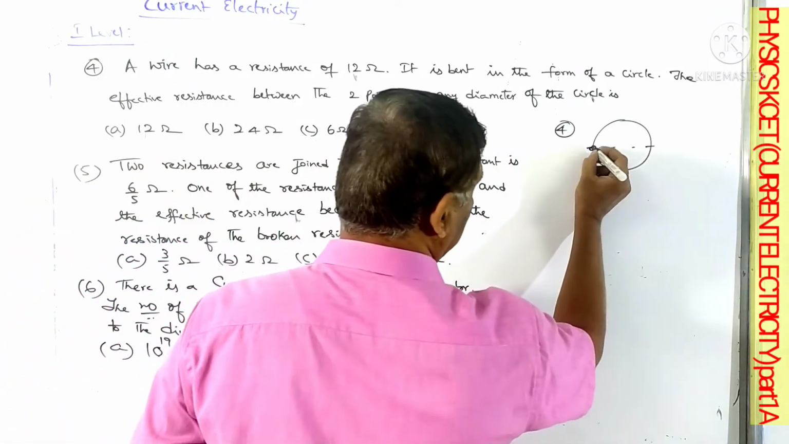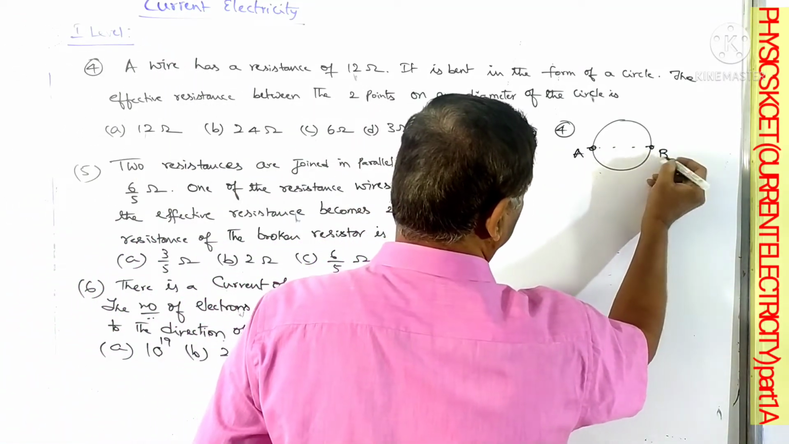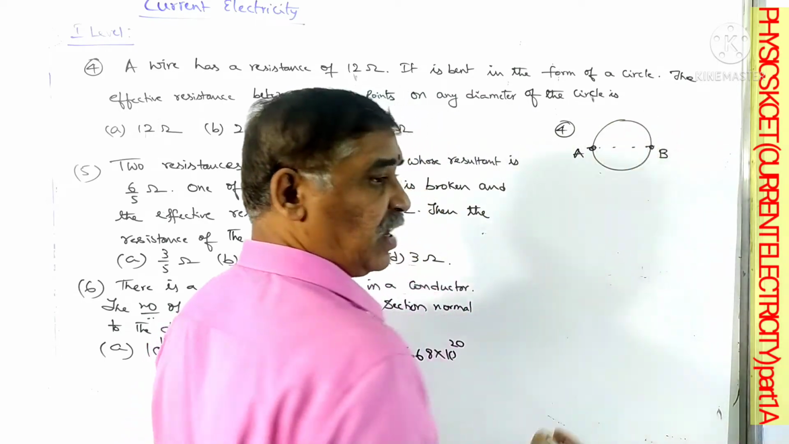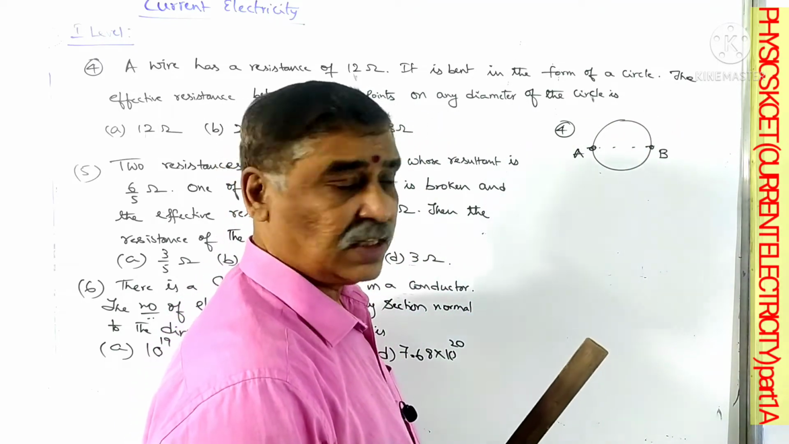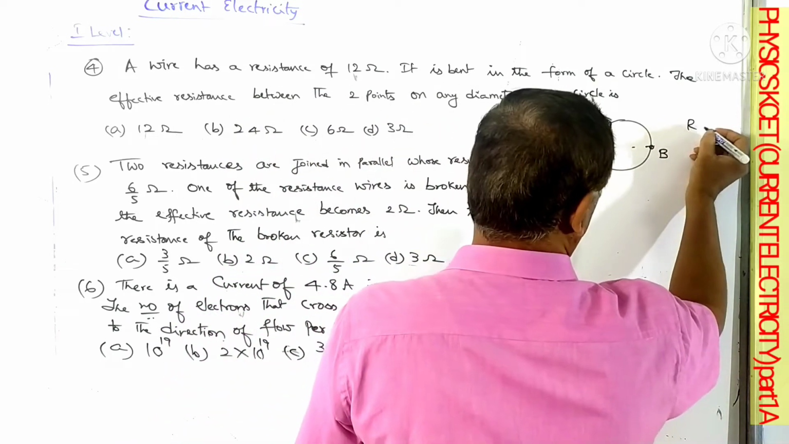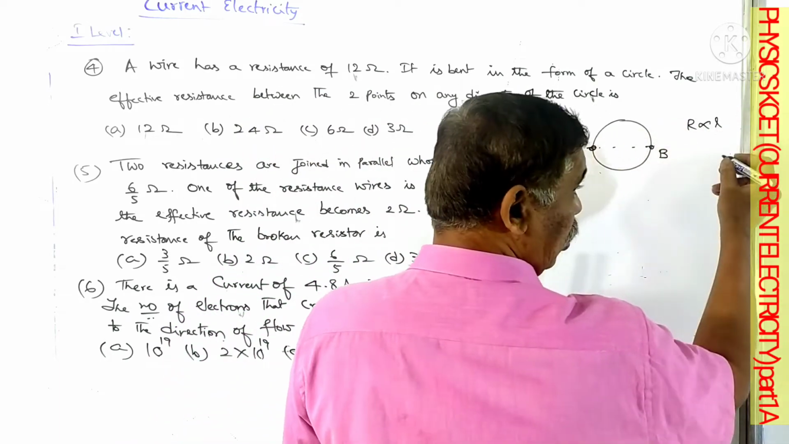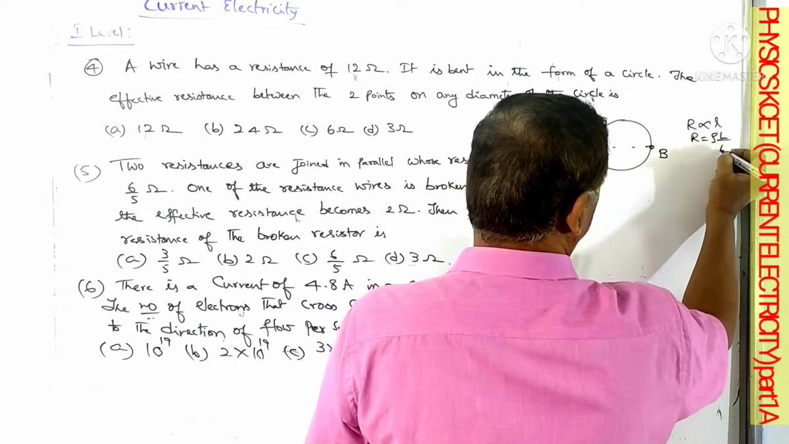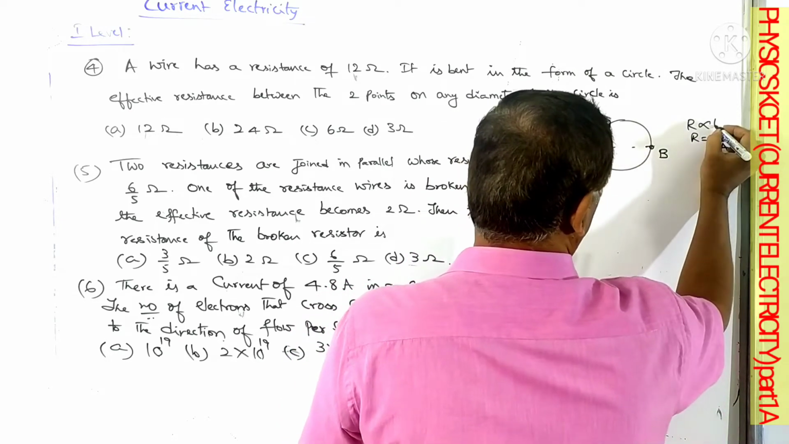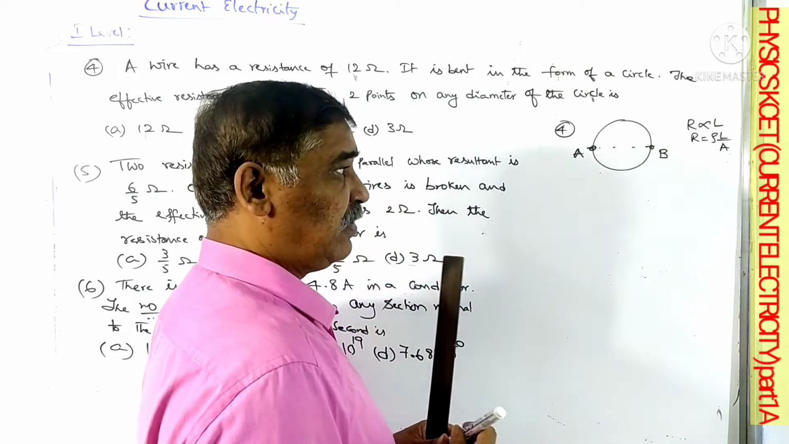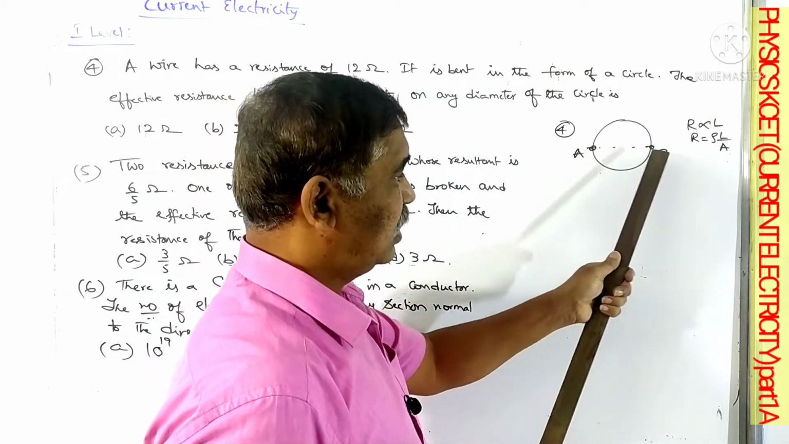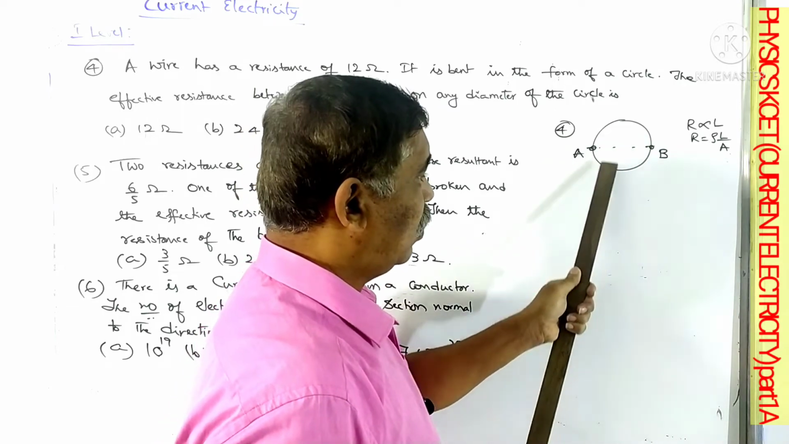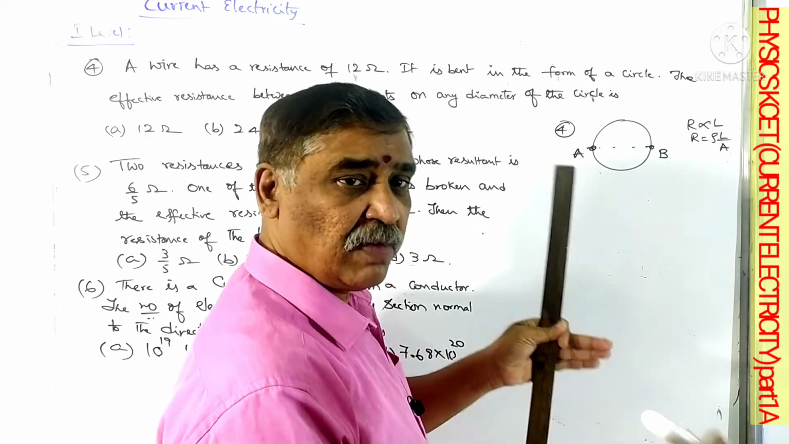So if you observe these points, say one is point A, another is point B, the total resistance of the wire is 12 ohm. So resistance is directly proportional to length of the wire. That you might have learnt. R is equal to rho into L by A. This is the formula what we have. So resistance is directly proportional to length of the wire. If you observe AB upper part and lower part, they are equal in length.